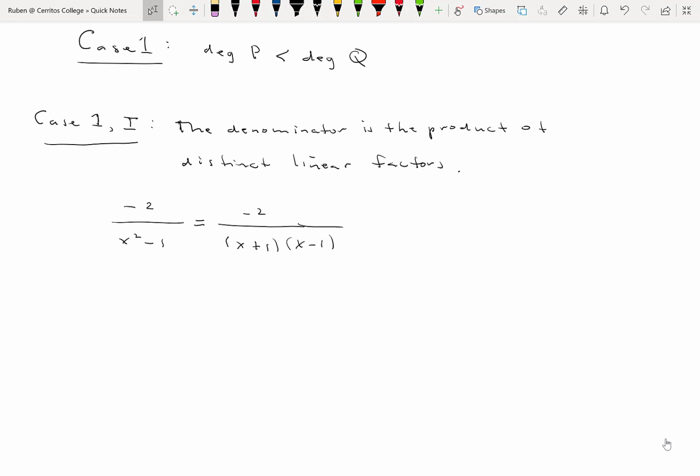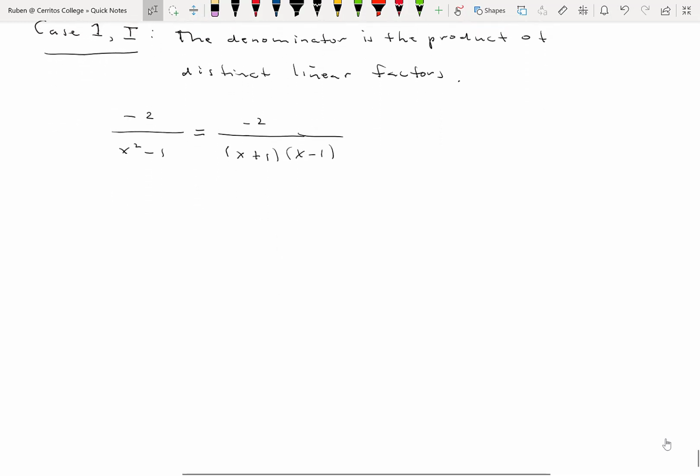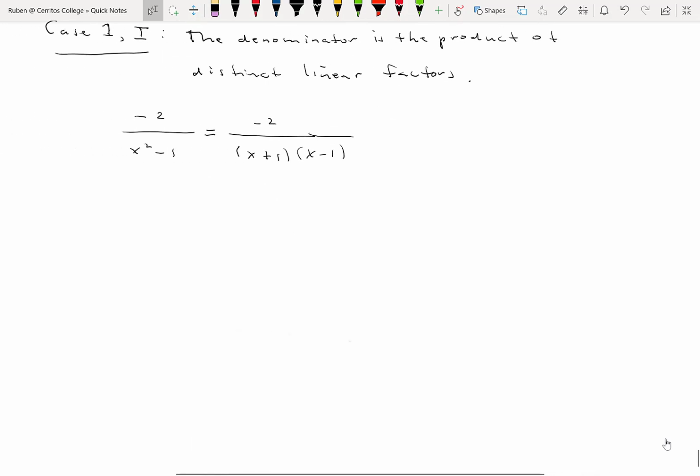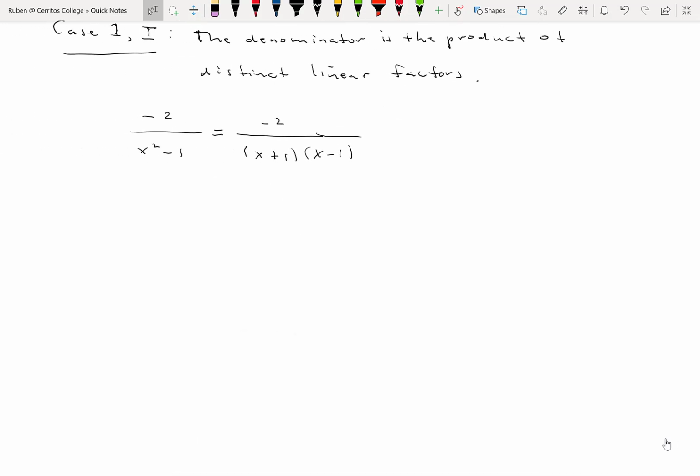Remember, linear factors are factors that if you would graph them separately, they represent lines. And y equals x plus 1 and y equals x minus 1 are equations of lines. Okay, so this first case says that we can factor the denominator as the product of distinct linear factors. So let's just dig into the method. Here's how it goes, once you've factored the denominator into distinct linear factors.